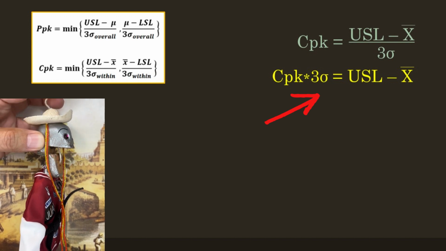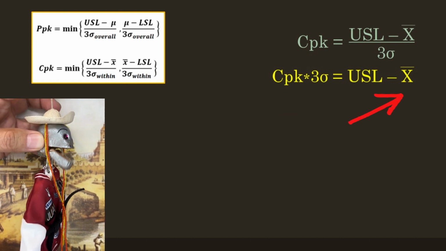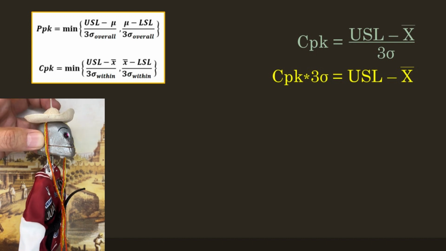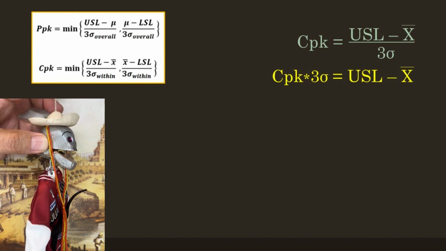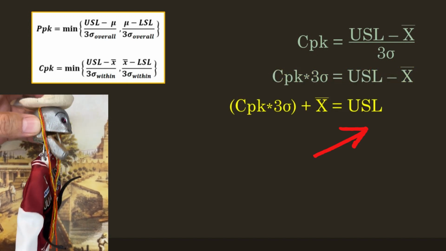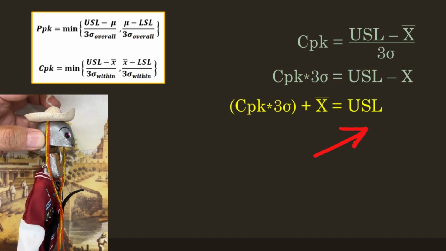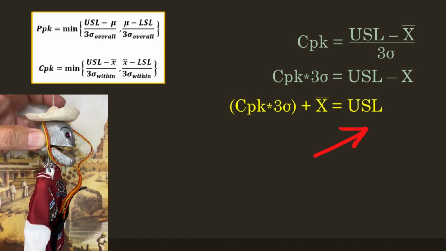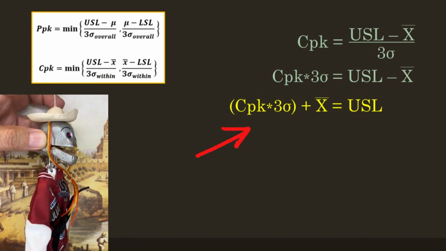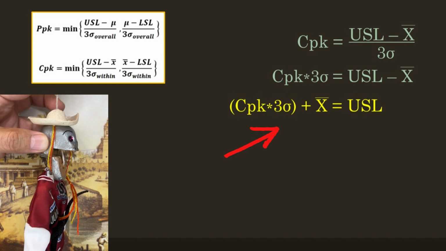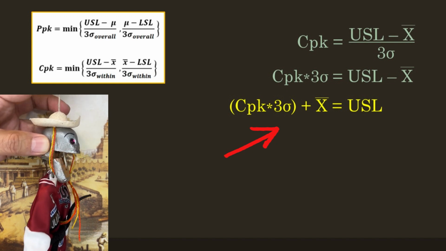Next step, we need to move the mean to the other side of the equation, so it goes from a minus to a plus on the other side of the equation. And voila! We have established the new formula for the upper specification limit, which is the CPK value multiplied 3 times the standard deviation plus the mean of the sample.